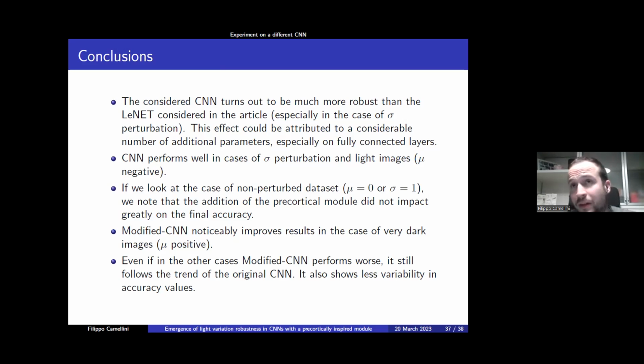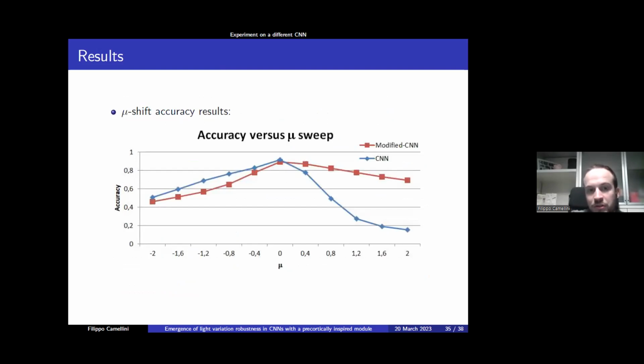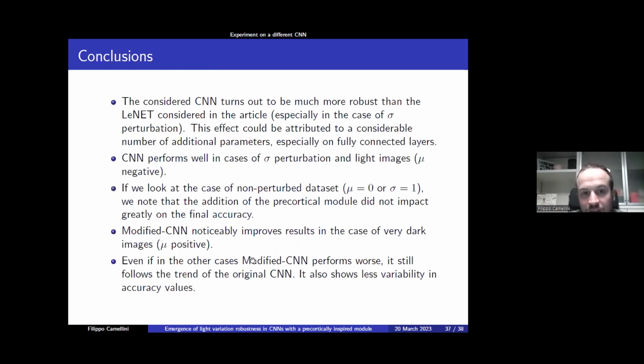So it finds some ways to absorb this effect of perturbation. But we can notice that the modified CNN is robust. That doesn't represent a lot of variation of accuracy. So even though in 3 cases out of the 4 presented it performs worse, it still follows the trend of the original CNN and shows less variability.